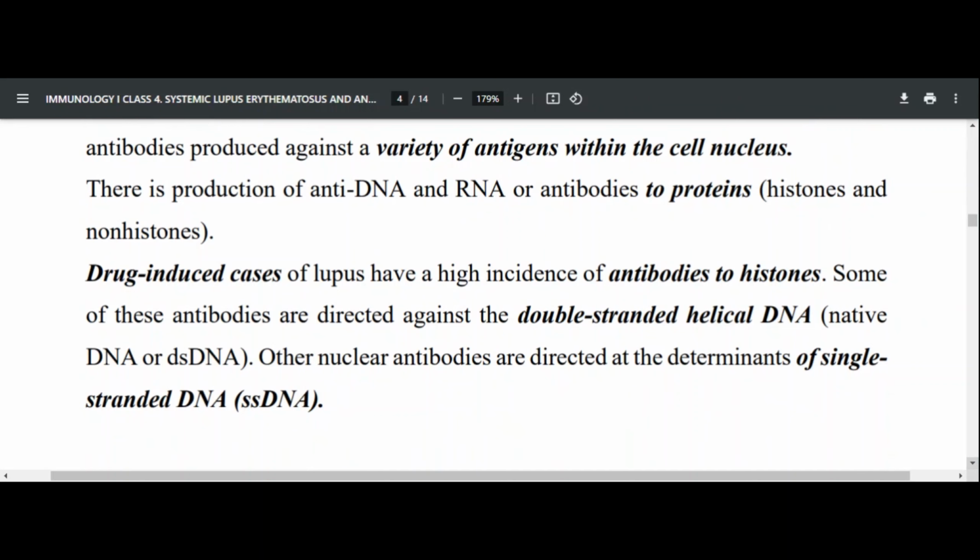Native DNA is DNA which is helical, which has not been unfolded in order to participate in any expression, especially transcription to produce RNA. Other nuclear antibodies are directed against single-stranded DNA, the one that was uncoiled in order to undergo, for example, replication and transcription to give rise to RNA. Those are all the antibodies that are detected in systemic lupus.